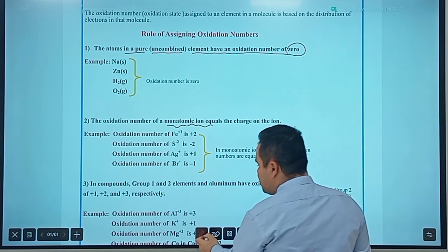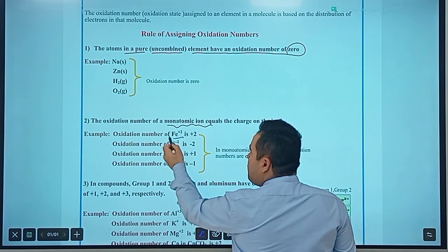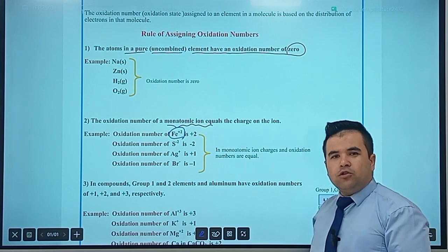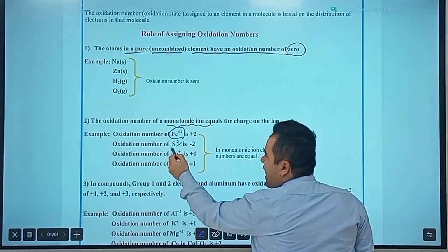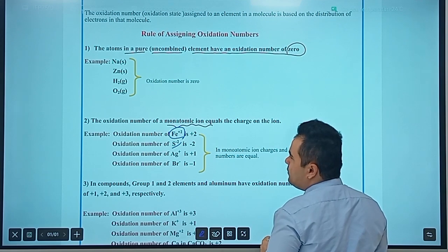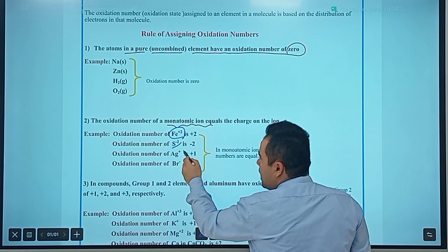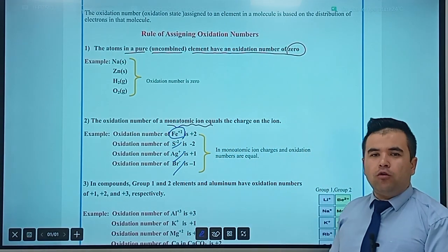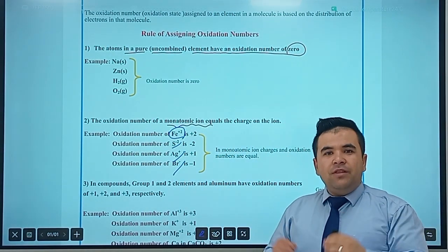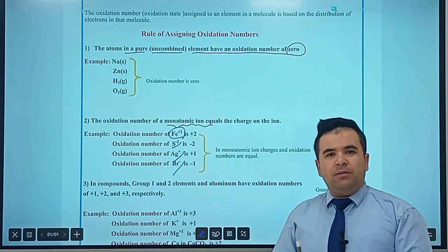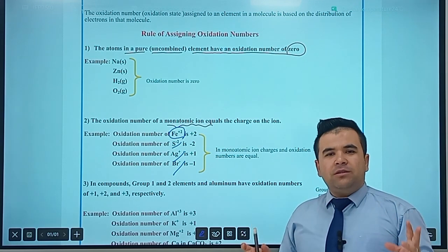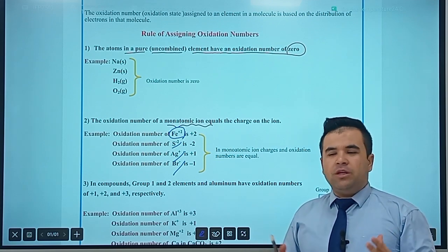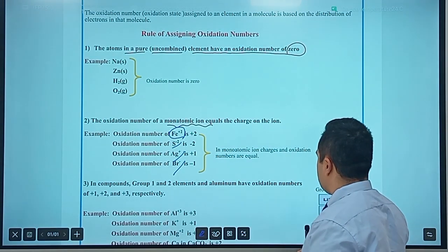For example, here, guys, Fe positive 2 has a charge of positive 2, and at the same time it has an oxidation number of positive 2. S negative 2 has a charge of negative 2, so its oxidation number is negative 2. Ag positive 1 has an oxidation number of positive 1. Br negative 1 has an oxidation number of negative 1. This can be applied to all monatomic ions. Whenever we are required to find the oxidation number of a monatomic ion, it is equal to the charge of the ion, guys.